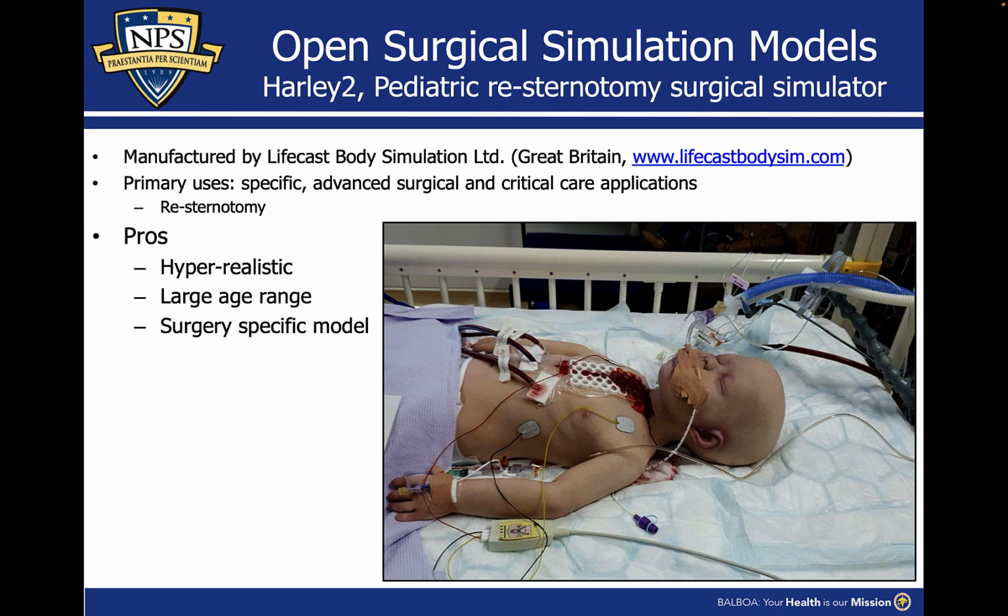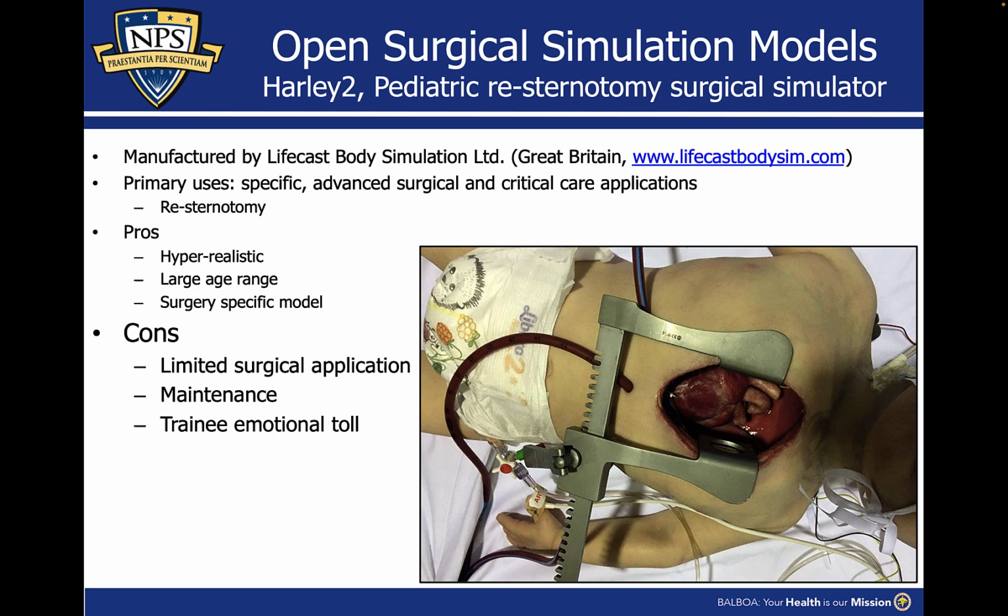The pros of these mannequins are obviously they're hyper-realistic, which allows you to get more emotionally involved in the training scenario. Additionally, the LifeCast Body Simulation company makes a large age range, from 22 to 24 week-old preemies to the elderly geriatric population. Unfortunately, they only have this one surgery-specific model, which is a pro and a con, because if you're trying to practice, learn, or evaluate somebody on an emergency re-sternotomy, this is the model you probably want to have.